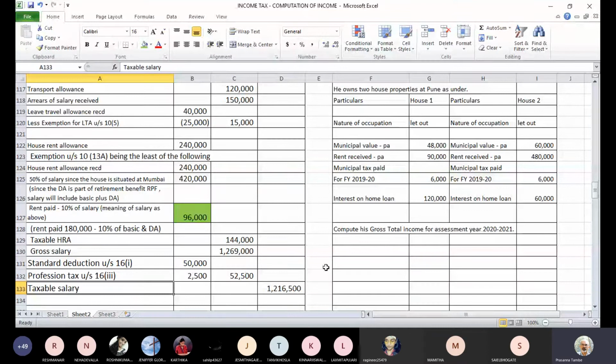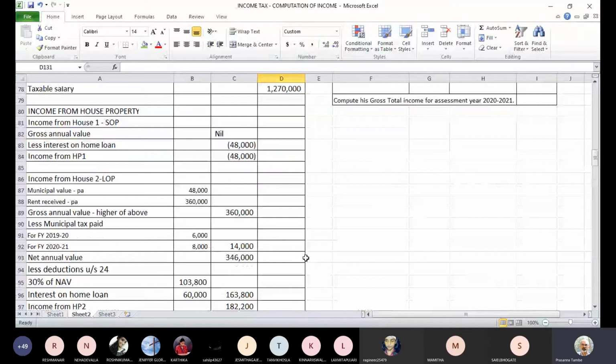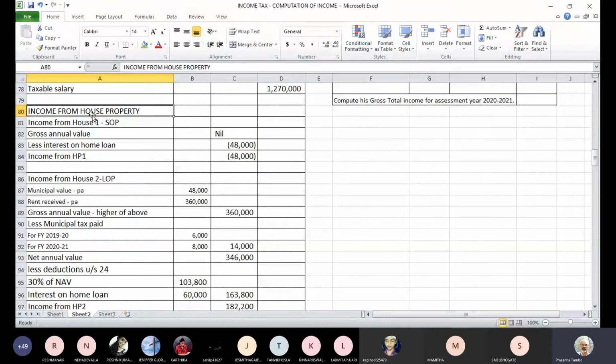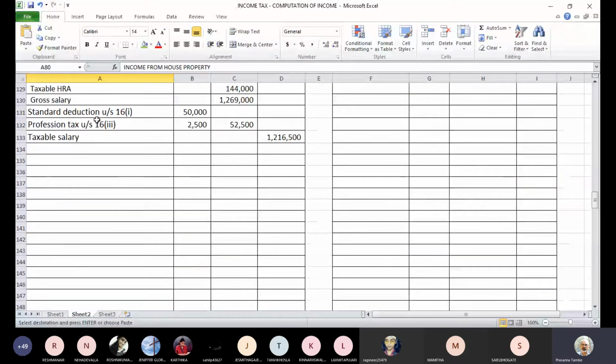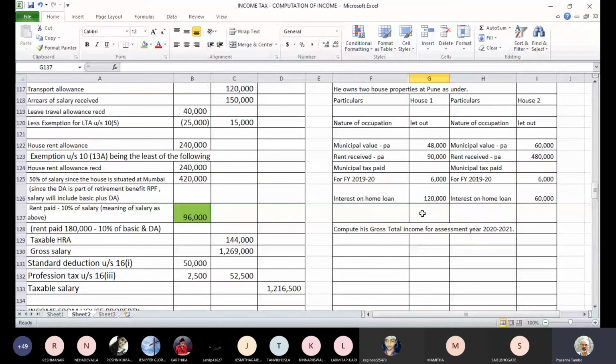Yes, can we go to the next one? Okay. So we have another head of income now, that is income from house property. We have to now compute the income from house property. Again, here there are two properties and both are rented properties. Both are let out.